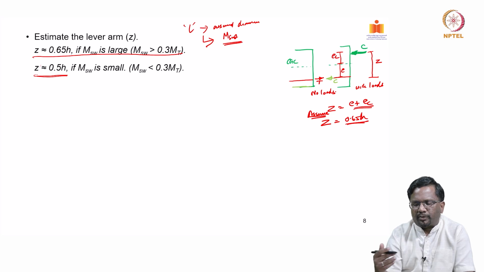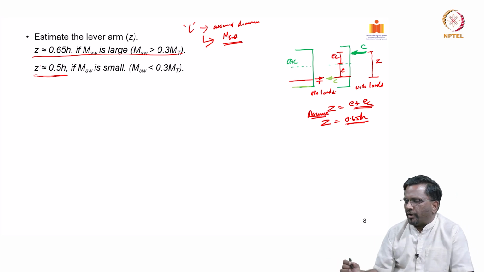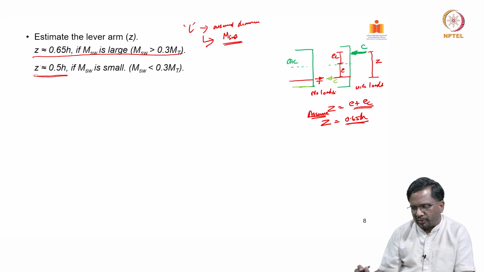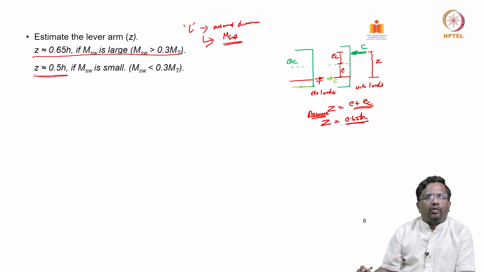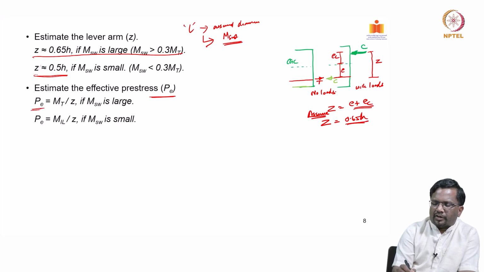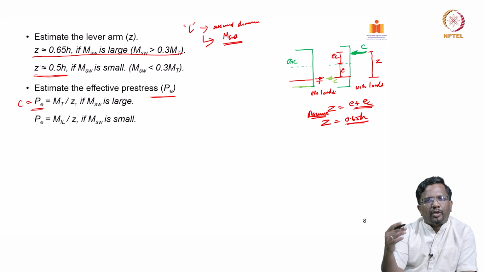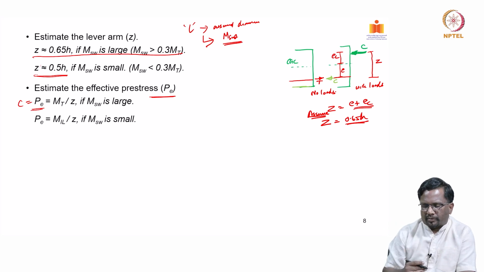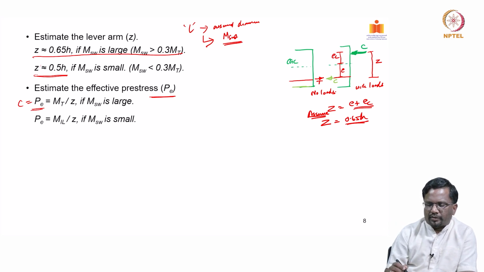We have to, this is from preliminary design. Once the lever arm is known, now that you know the total moment, now we can go ahead and calculate the effective prestress required. Now effective prestress, we know that it is equal to C, which is equal to PE, which is equal to total moment divided by the lever arm. Lever arm you calculate it, right?